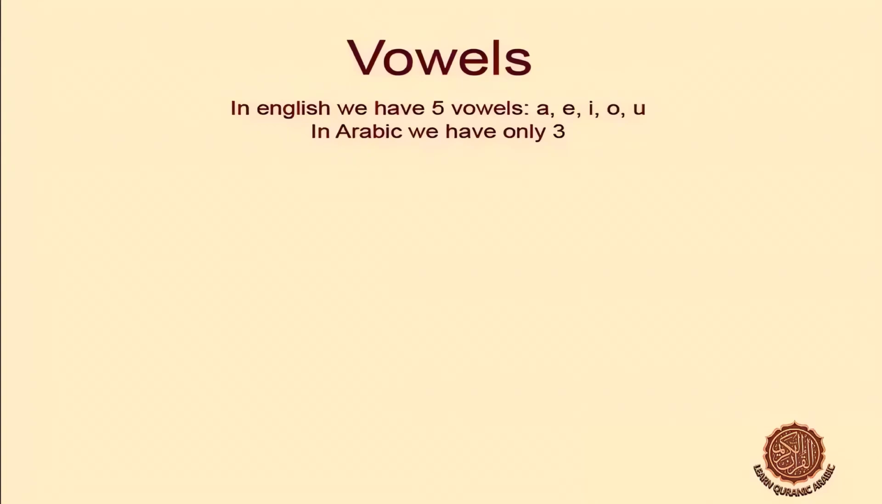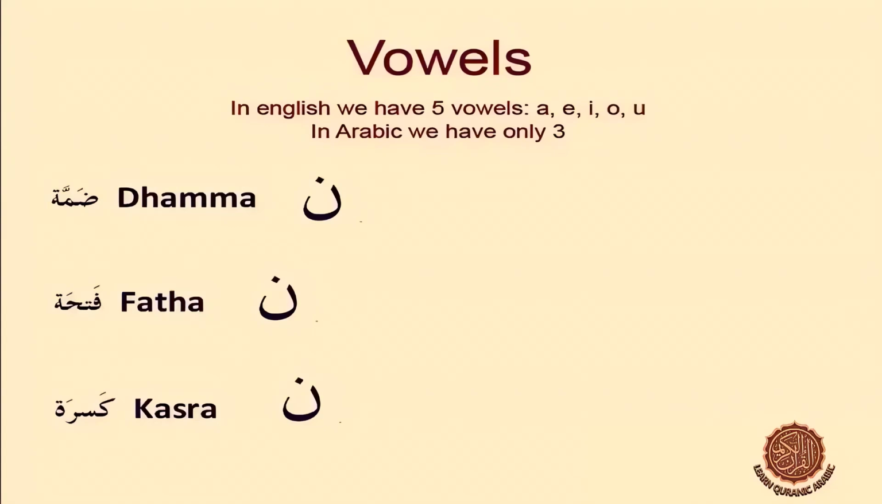Bismillahir Rahmanir Rahim. Now the discussion today will be about short vowels in the Arabic language. Unlike English, where the vowels are made from the letters of the alphabet, in Arabic we have three distinct signs for vowels. I have written them down on the left side, and they are Dhamma, Fatha, and Kasra.